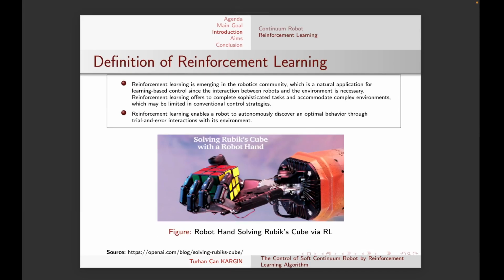And after successful attempts in other areas for reinforcement learning, such as games, the developers and researchers started to use this methodology in robotics, and it gave very successful results. This method enables a robot to autonomously discover an optimal behavior through trial and error interaction with its environment.